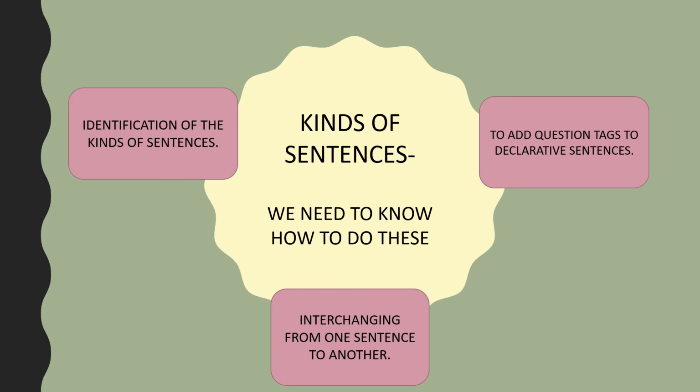So to add question tags to declarative sentences, you need to know how to identify. And the last one, which is a little tougher than all the others, you need a little practice in that, and that is interchanging from one sentence to the other. Fine. So these are the different things that you will need to know from kinds of sentences. So if you know these, then you are a winner. Nobody can put a zero in your answers as far as kinds of sentences are concerned.